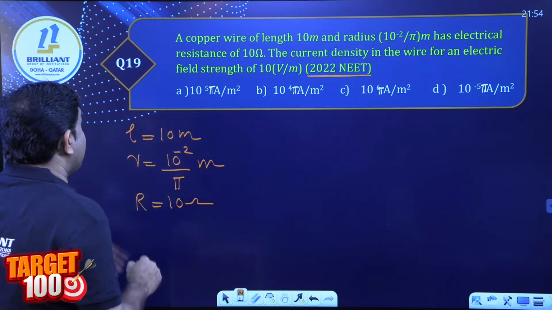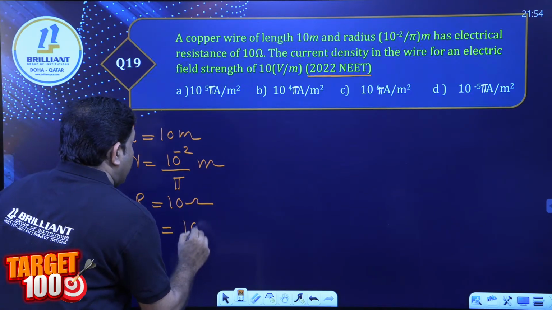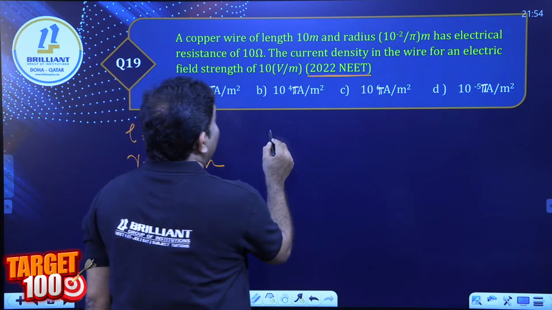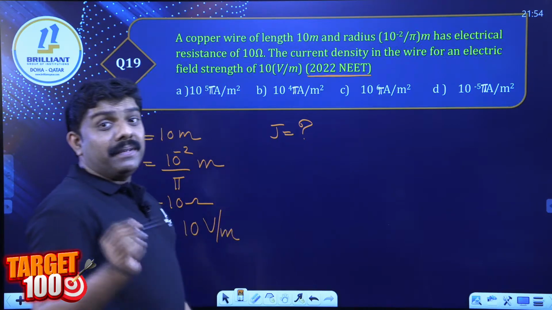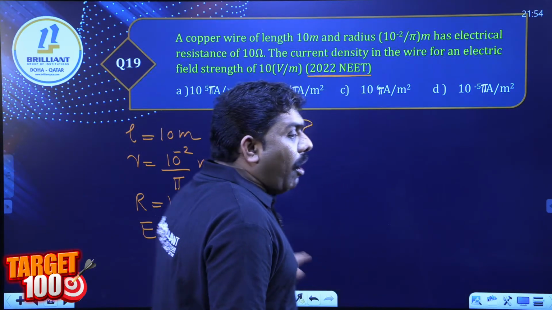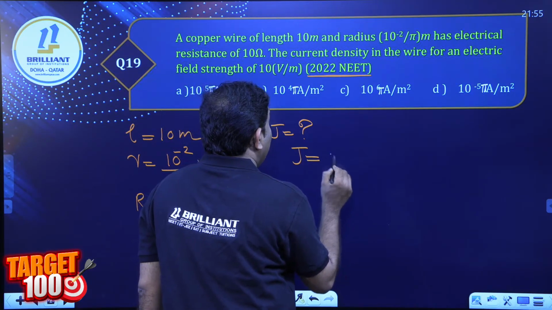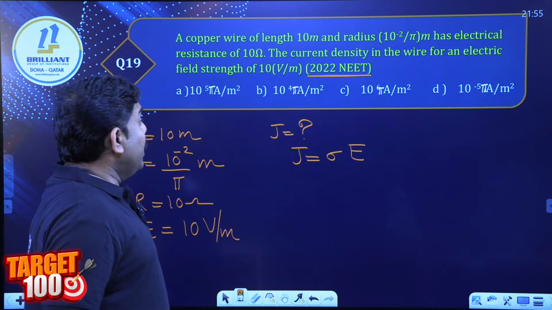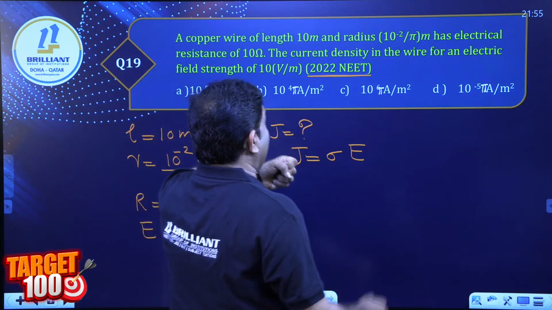The electric field strength is given, equal to 10 volt per meter. They are asking what the current density J is. If J and E are given, we use the relation J equals sigma E. Sigma is not given here, so let's check what data is given.